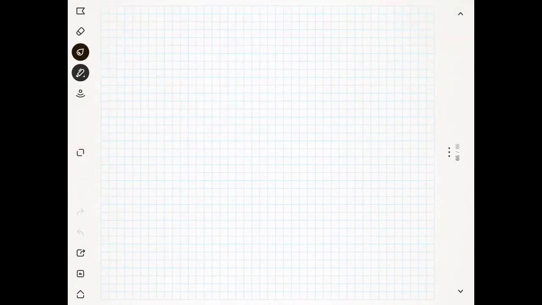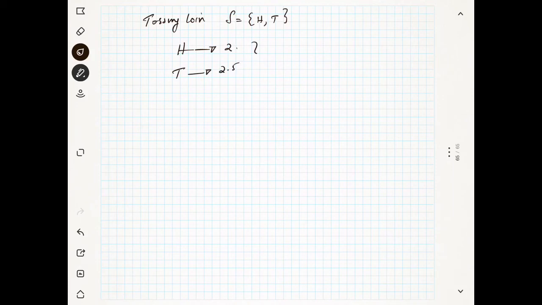Now we will see an example. Let us toss the coin. Let's say the sample space for tossing the coin is head and tail, and for the head I assign a value 2 and for the tail I assign a value 2.5. So this is known as a function, and this function will give you the random variable. By assigning this function, you will get a random variable.